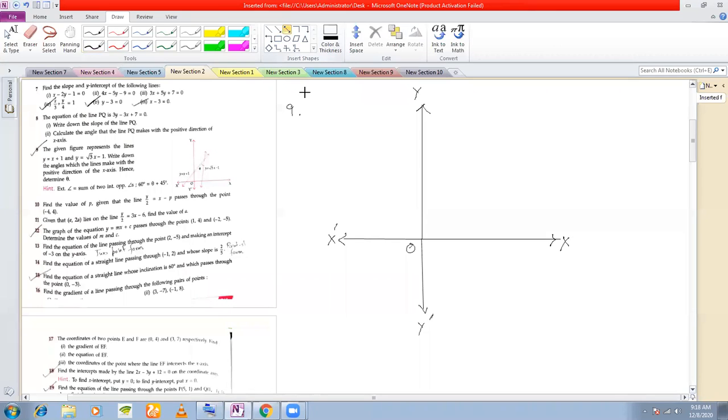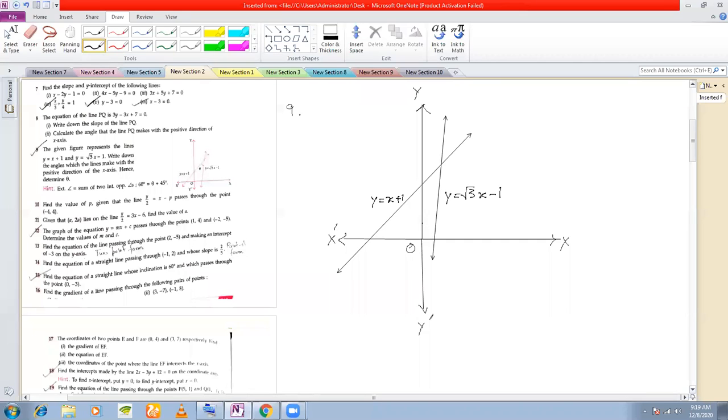And two straight lines are given to you here. One straight line is given to you in this manner, and the other straight line is given to you in this manner. And the equations of these straight lines are given as, this equation is y is equal to x plus 1, and this equation is y is equal to root 3x minus 1. These two equations are given.